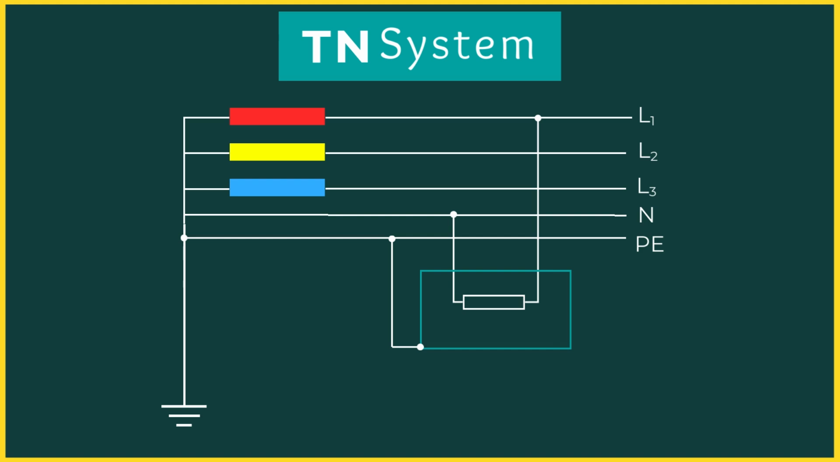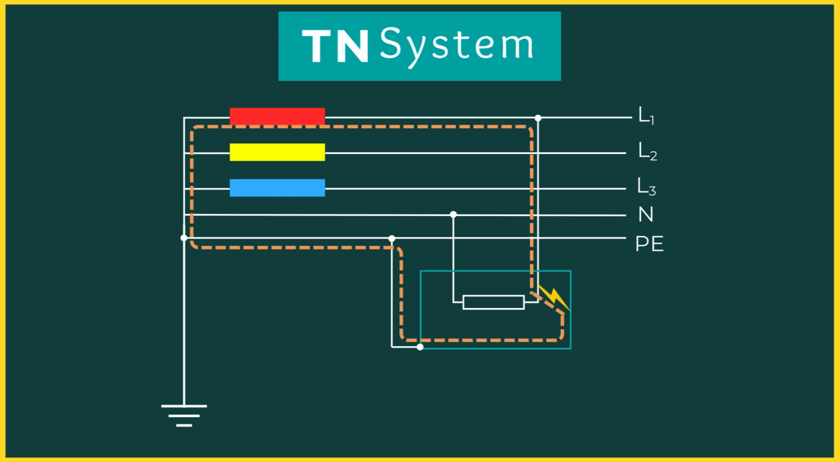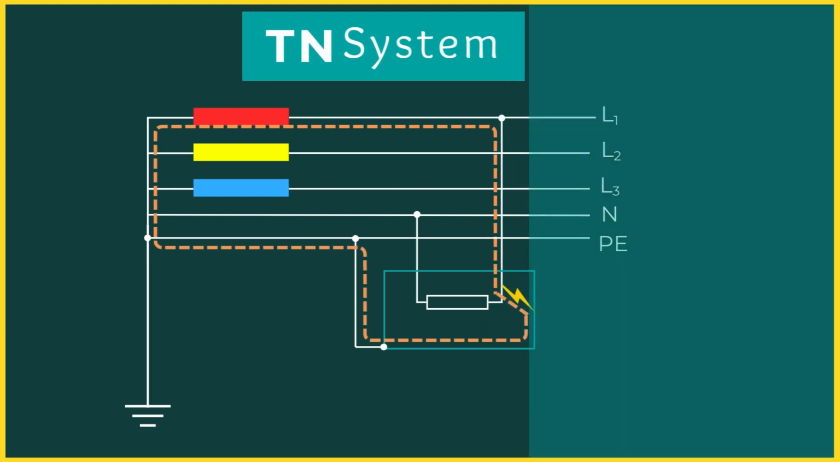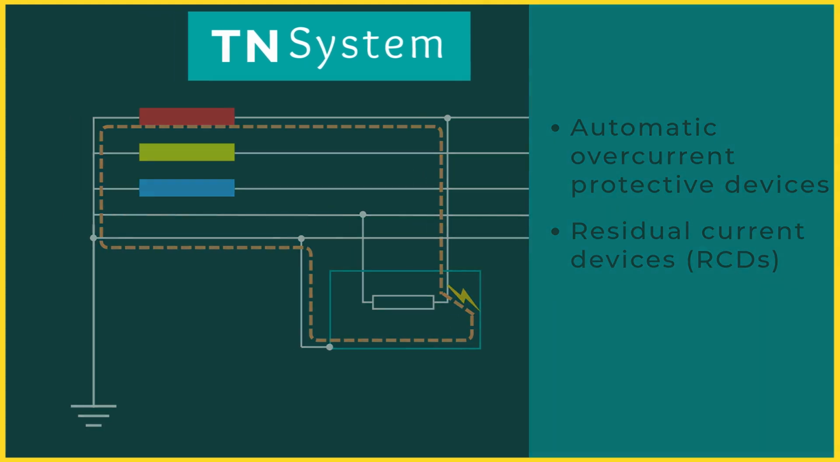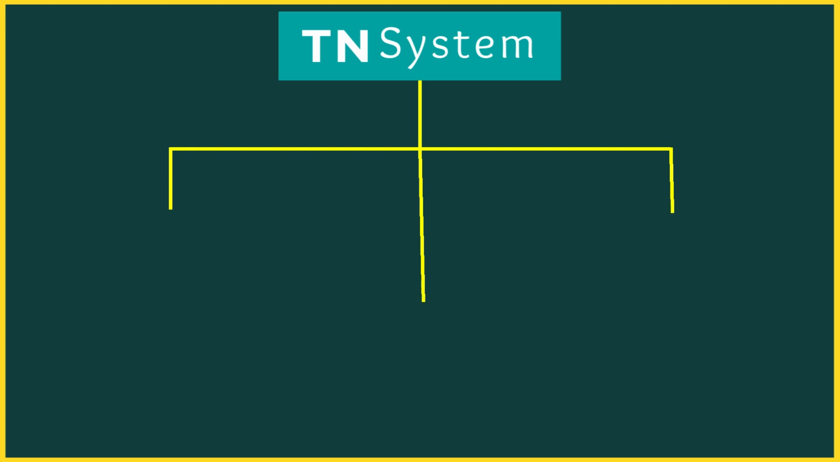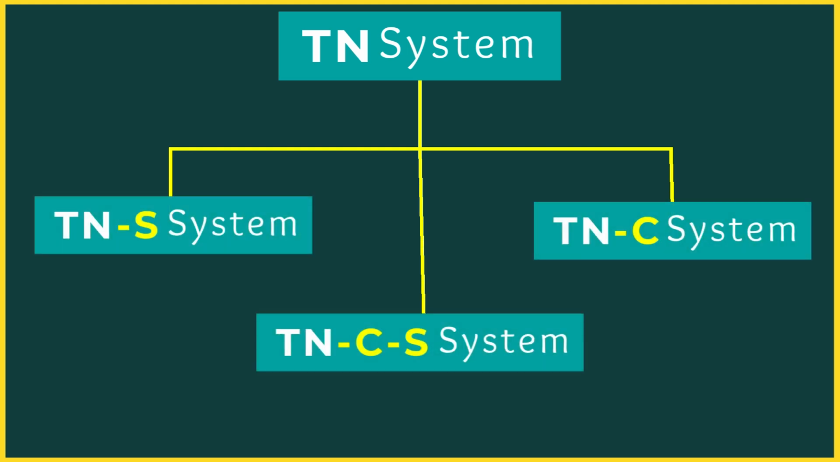In TN systems, the neutral is directly earthed, and exposed conductive parts are connected to the same earthing arrangement of the neutral. Here, earth fault current returns to the source through a metallic path. This results in high fault current, which allows fast operation of protective devices. In TN systems, the IEC standard permits the use of automatic overcurrent protective devices as well as residual current devices for protection against electric shock.